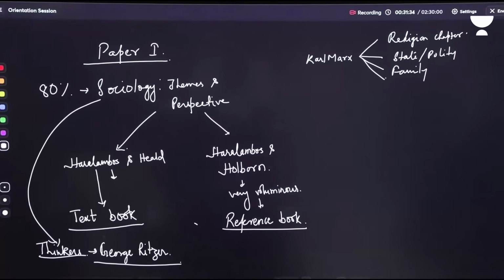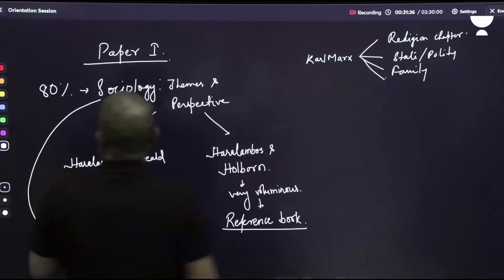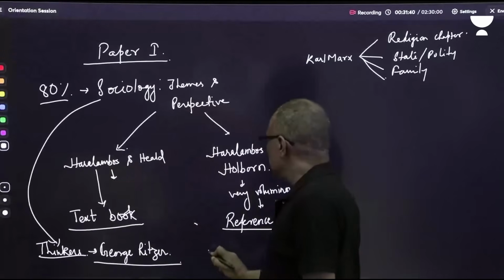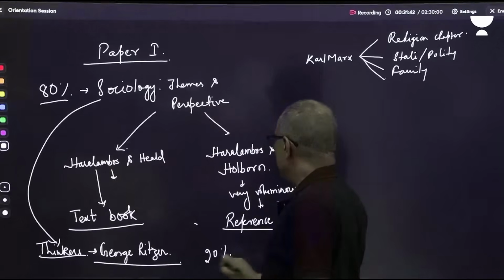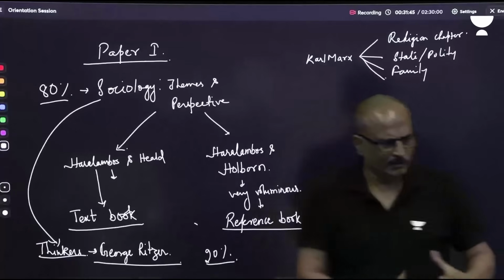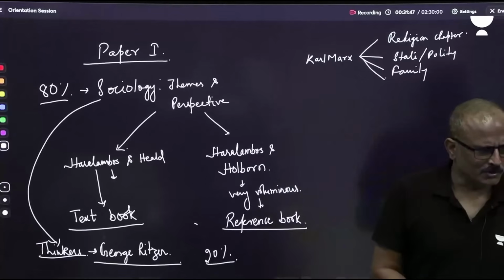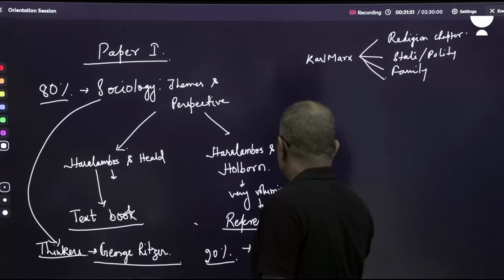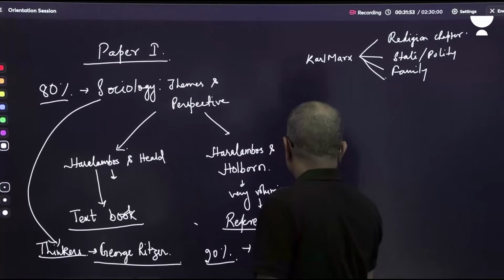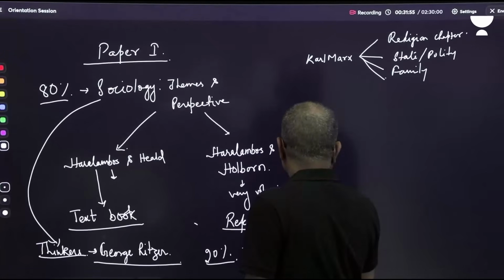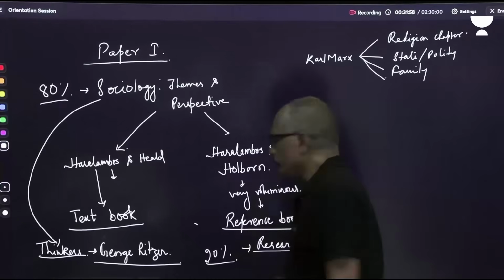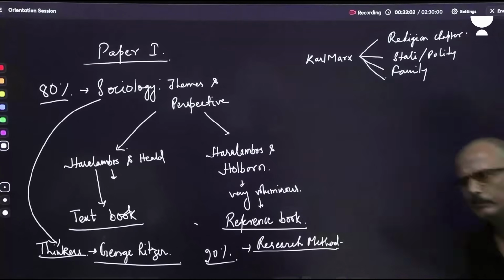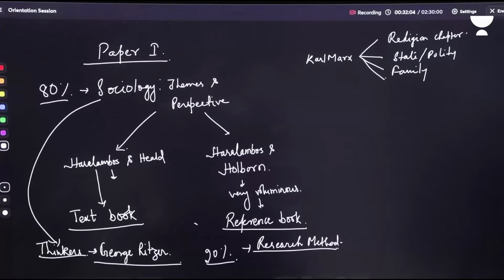After this, as I said, 80% of the syllabus is covered. For the other 20%, we have to have many other reference books. One is methods of data collection, or research methods. I'll be telling you the book that is to be used for research methods. So these are the three prime books for the first paper.